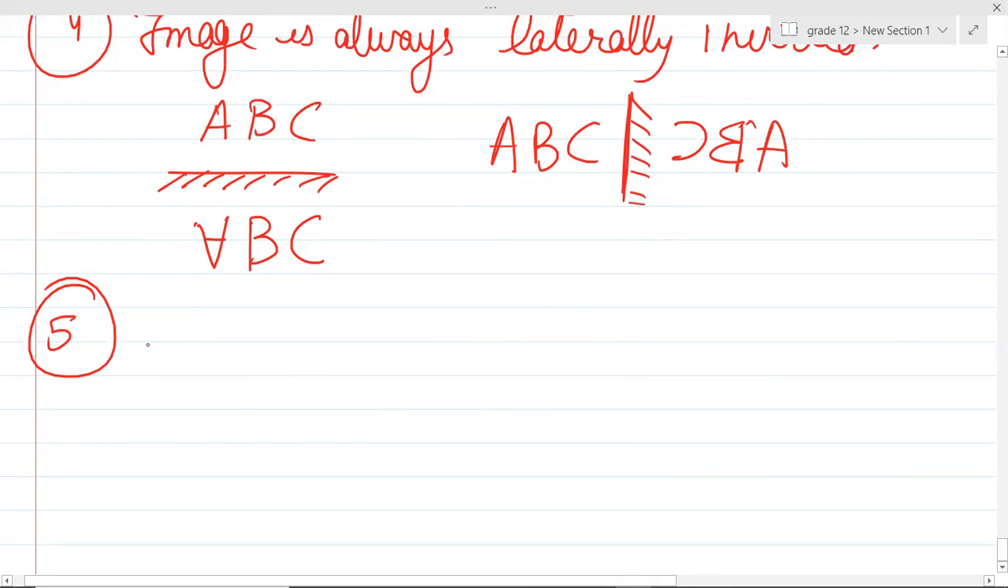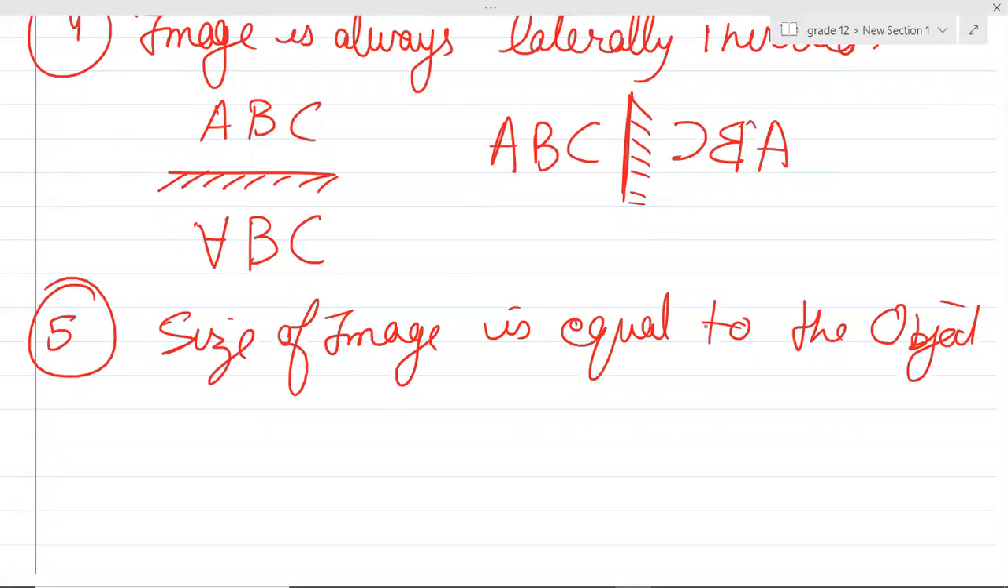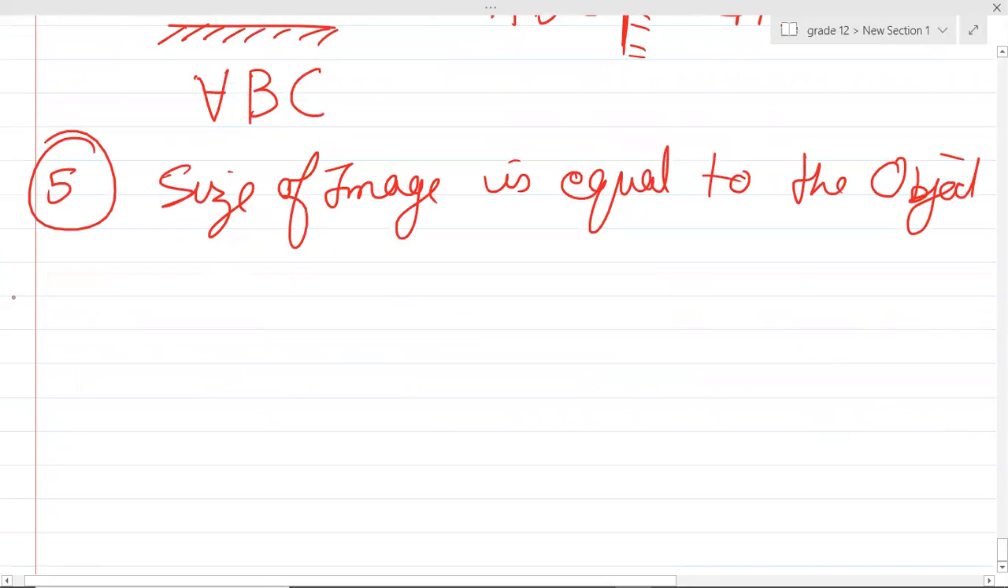After this, we have the size of image is equal to the size of object. Shall I draw a diagram for this? It's fine. Everyone, is this property also fine, right? Yes, sir. Okay, fine. So with this, I'm done with the properties of plane mirror.